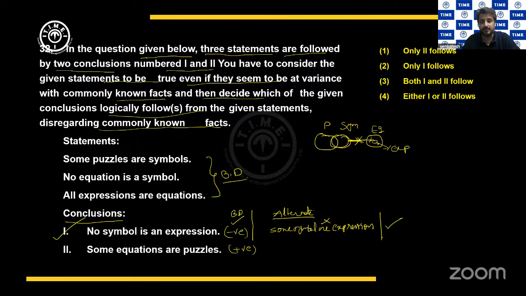Second one. Some equations are puzzles. Is it some equations are puzzle in the basic diagram? No. Positive conclusion is false in the basic diagram. So the final result is false. So only one follows. Choice 2. Right. Now let's see the next question.